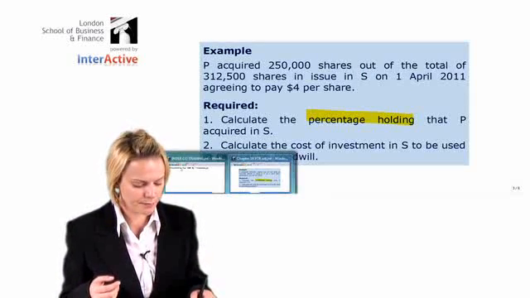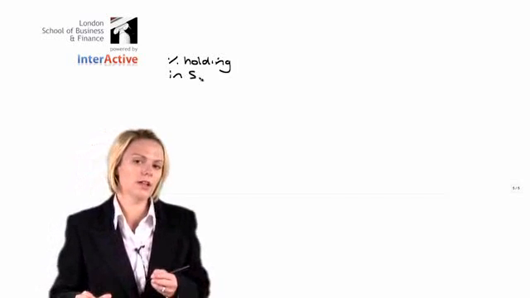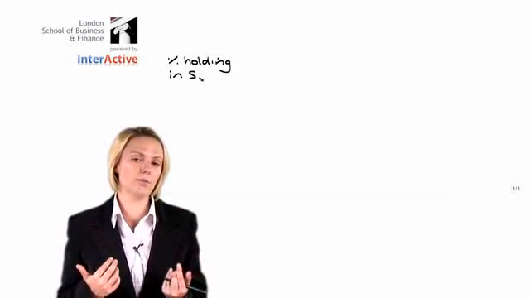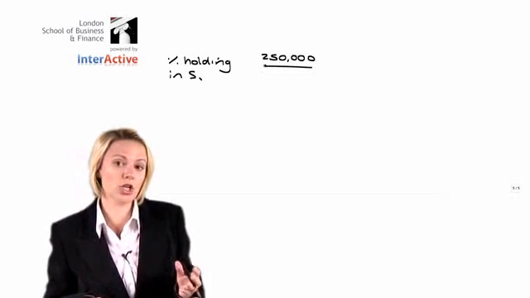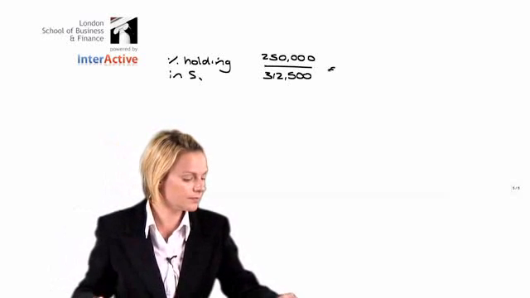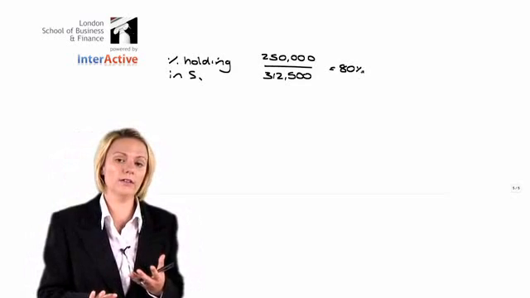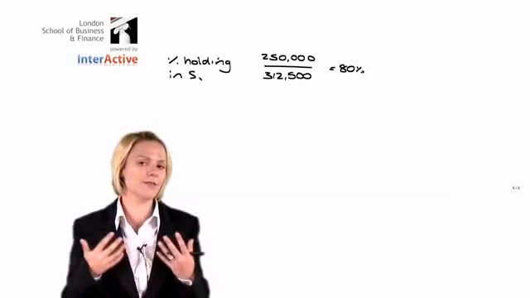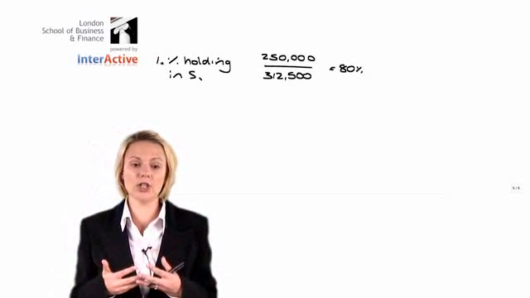Well, I think we could do that, couldn't we? So, to work out the percentage holding in S, and therefore to see if S is indeed a subsidiary of P, we take the number of shares that we acquired and divide it by the number of shares in issue. Well, if you look in the question, we acquired 250,000 shares out of a total of 312,500 shares. So, if we run that through our calculators, that's going to give us 0.8 or an 80% holding. Okay? That would mean then that S is indeed a subsidiary of the parent because the parent has control by way of more than 50% of the ordinary voting shares. Okay, so we've actually answered part 1. Calculate the percentage holding, 80%.